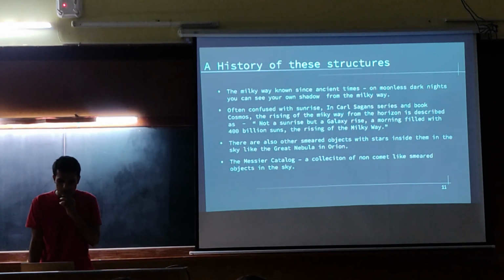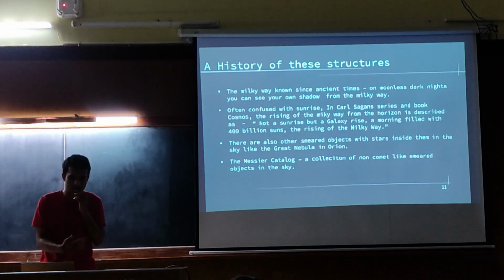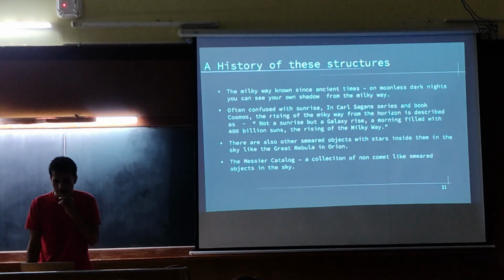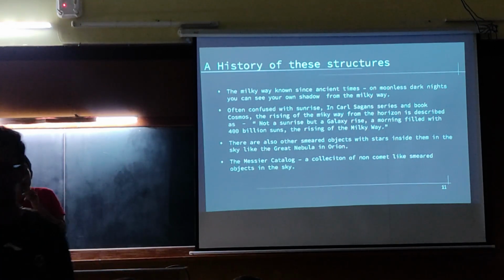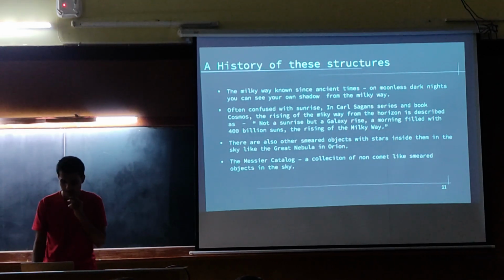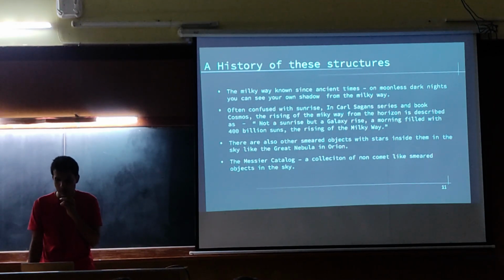But often the Milky Way rise has been confused with the sunrise. It's so bright that you think the sun is rising, but actually it's the Milky Way which is rising. In Carl Sagan's series and book called The Cosmos, it's a very nice series, I highly recommend it to anyone who is mildly interested in anything which I will talk about today. He describes the Milky Way rising as not a sunrise, but a galaxy rise, a morning filled with 400 billion suns rising in the Milky Way. So it's really a breathtaking experience to look at the Milky Way rise from a clear location.